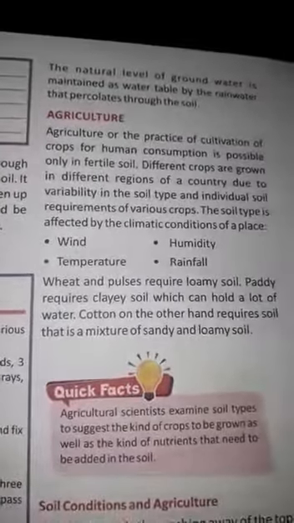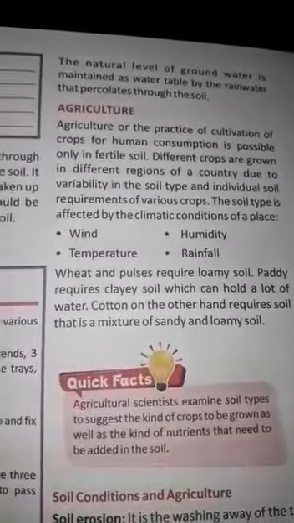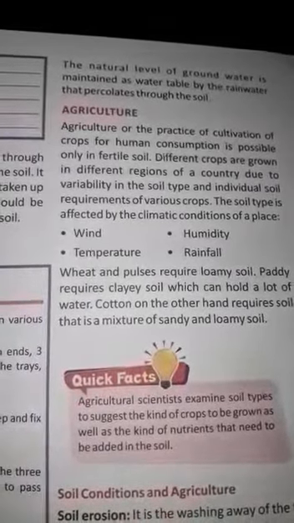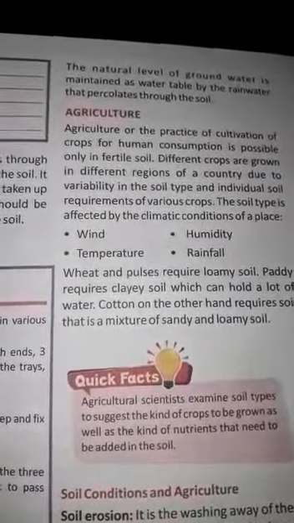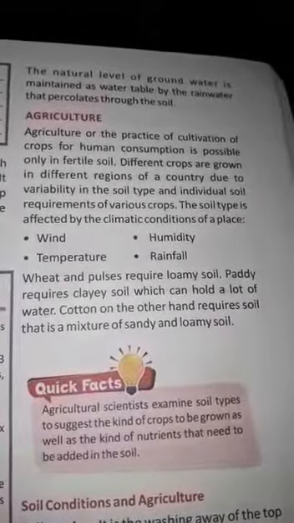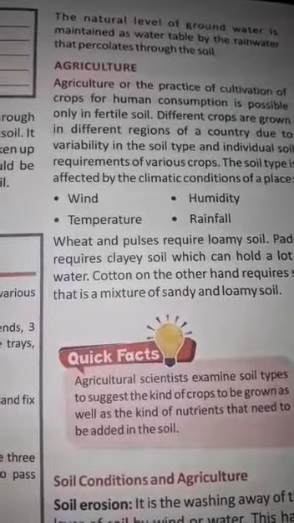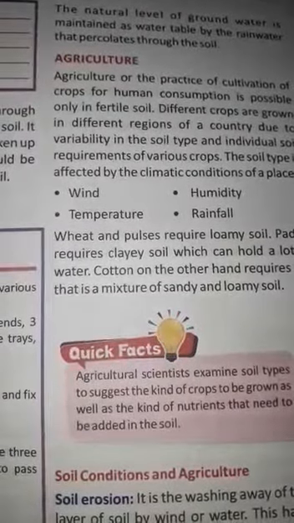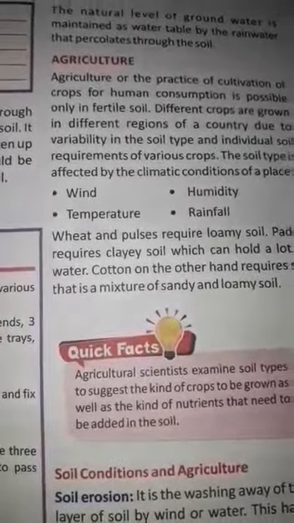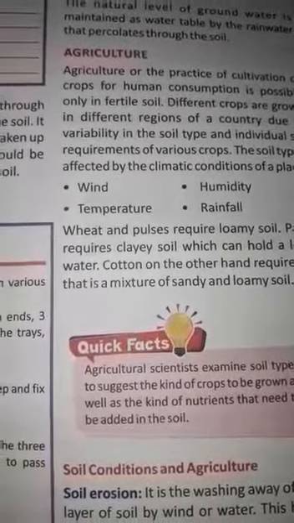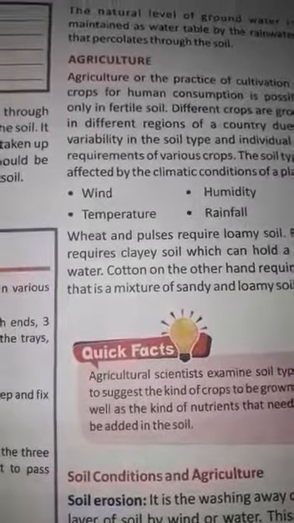The natural level of groundwater present in our earth's surface is maintained as the water table by the rainwater that percolates through the pores present in the soil.